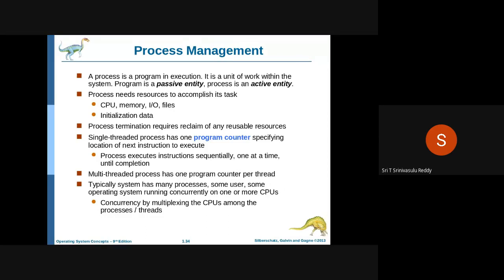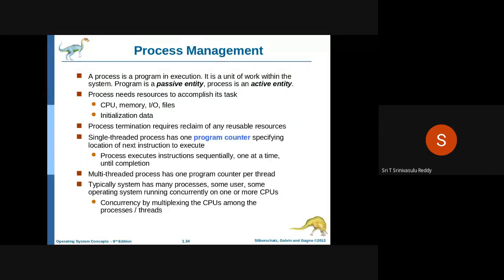A process needs resources to accomplish its task. So a process requires a CPU to be executed. It requires memory to store its data as well as instructions, I/O devices for reading data, files, initialization and all that. So a process basically needs resources. Whenever you initiate a process, it is the operating system that is going to allocate all the resources. And when the process is terminated, the operating system will take back all the resources. So process termination requires reclaim of any reusable resource.